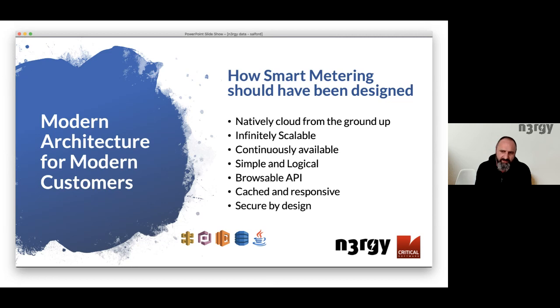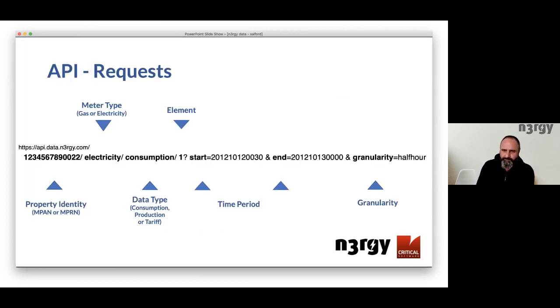So it's natively cloud, it's infinitely scalable, it's continuously available using cloud technologies. It's a very simple, very logical, browsable API, which I hope I'll demonstrate shortly in the demo section of this presentation. It's highly responsive, because we store the meter data in our central platform, so you can just come and collect it, and it's secure by design through our own efforts and through third-party audits as well. It's a business-to-business service, which I think I mentioned at the beginning, but it's a very simple API-based service. So this is an example of the API. I'll give you a demonstration in a second.